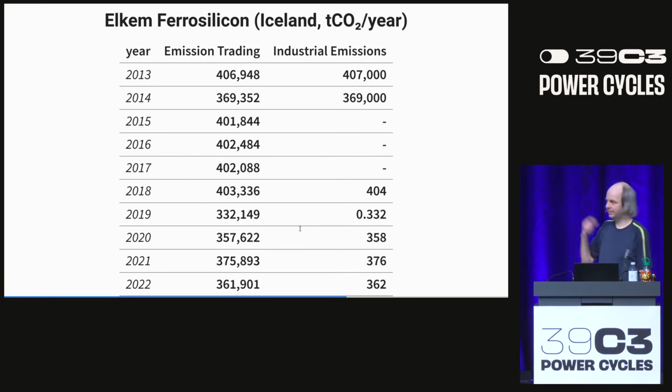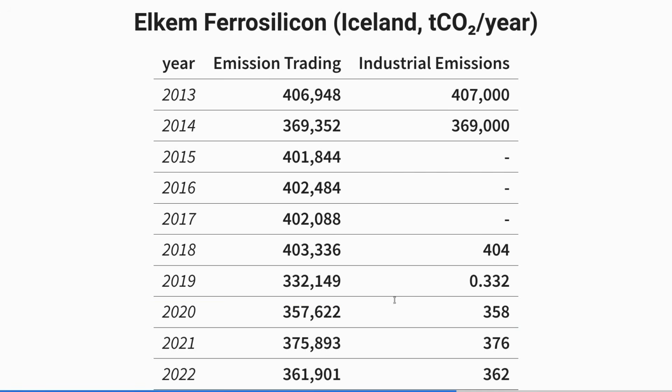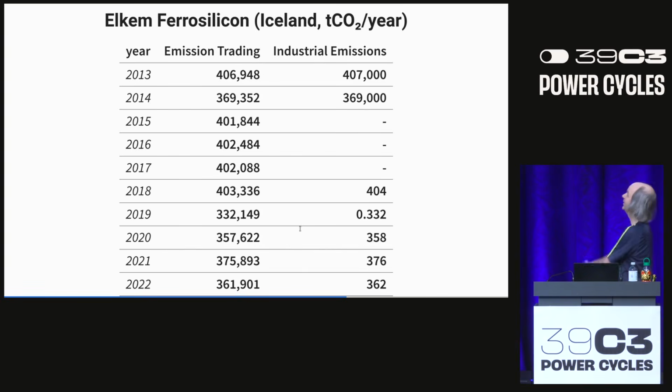Yeah, so back to our ferrosilicon plant in Iceland. If you look at these two different databases, then on the left you have the emission trading system, and on the right you have the industrial emissions database. The column on the left looks much more plausible. The emissions are always roughly around 400,000 tons. That sounds believable.